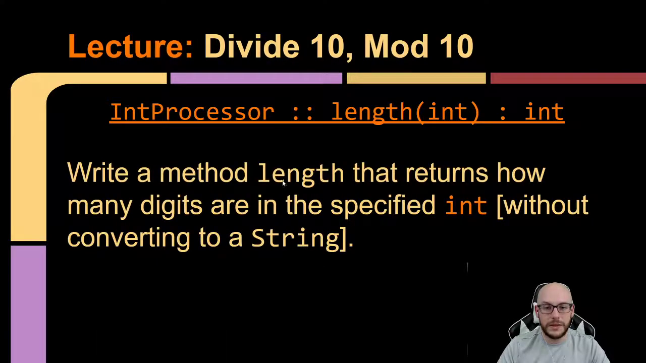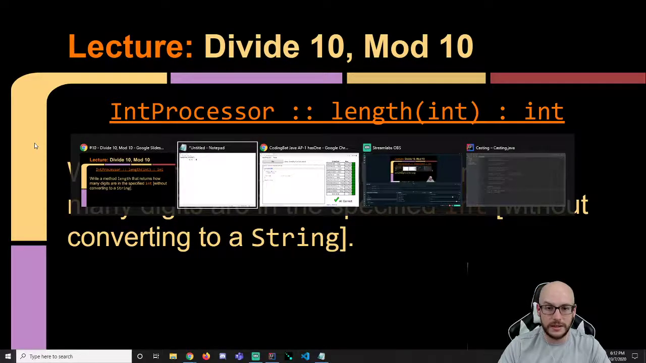It says write a method length that returns how many digits are in the specified int without converting it to a string. Okay, you could easily just use concatenation, turn this thing to a string, and then ask how long the string is. That's not the point. Like I said, there are some reasons why you would want to leave it as an integer, because you can use math functions on it. The moment that you turn it into a string, it's no longer an integer. You can't do math stuff, okay? So this method is in IntProcessor. It's called length. It takes in an int, it returns an int, and it is static.